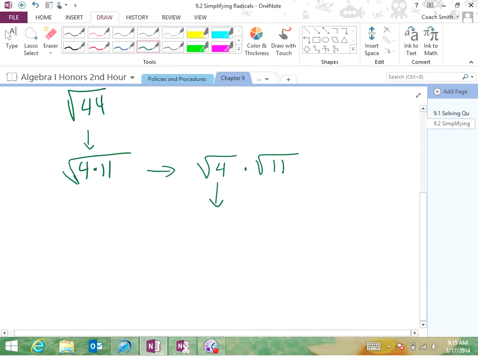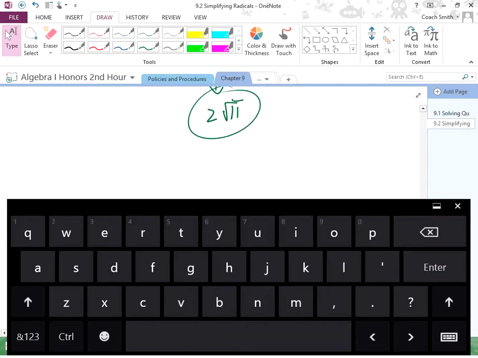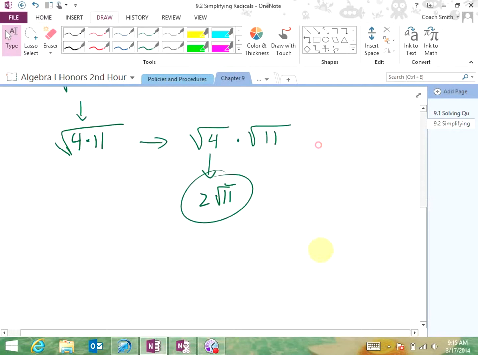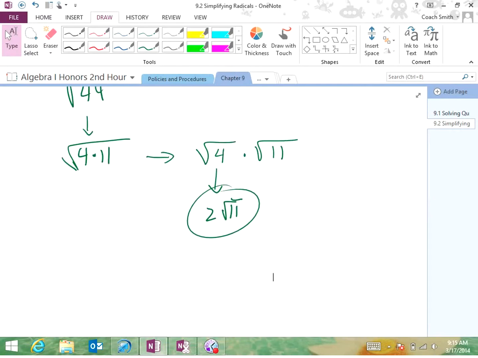Now, when I break it down in that form, then I can take the square root of 4. What is the square root of 4? 2. Can I take the square root of 11? No. So that's your answer. 2 times the square root of 11. Okay? So what you're trying to do is you're trying to find a factor that does have a perfect square.